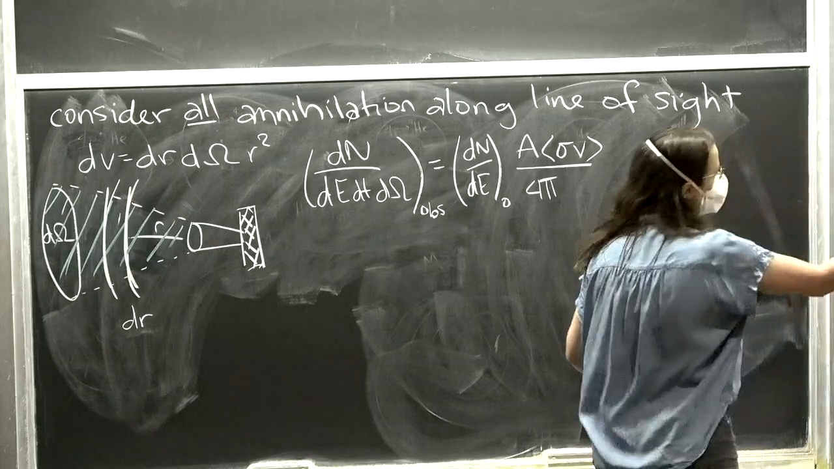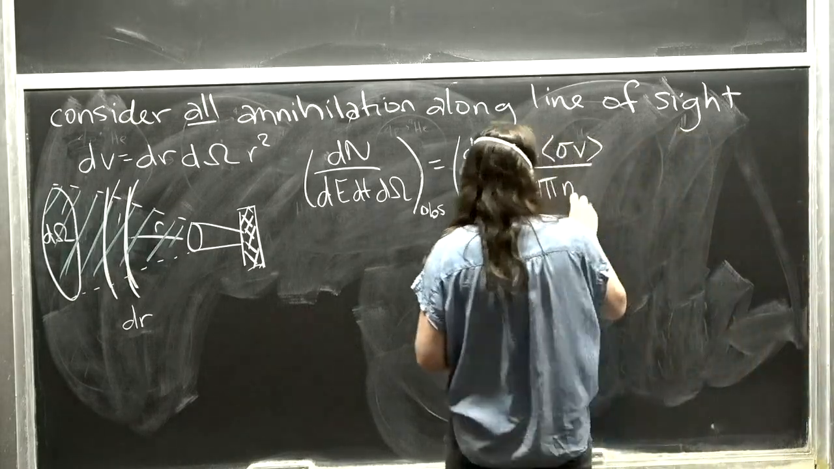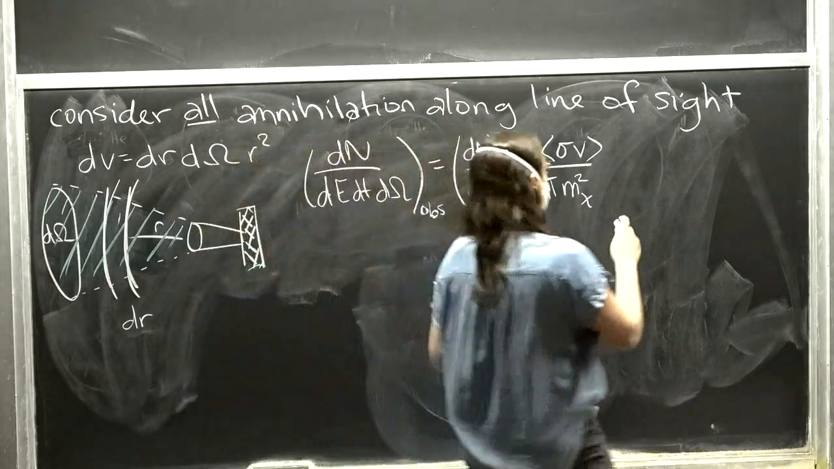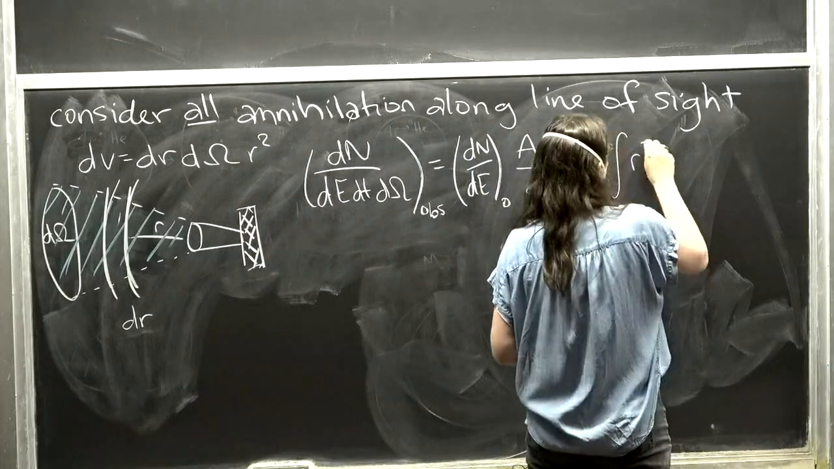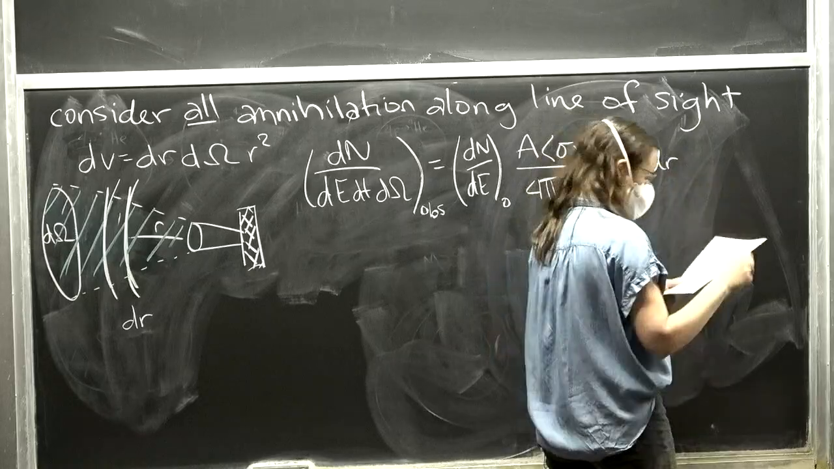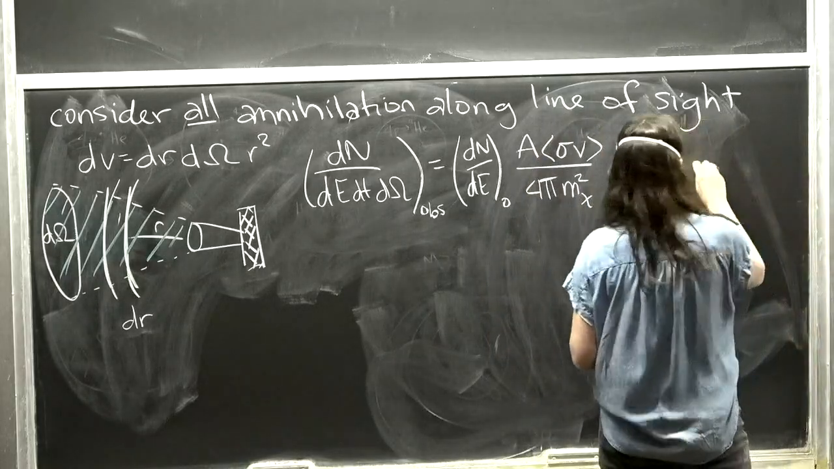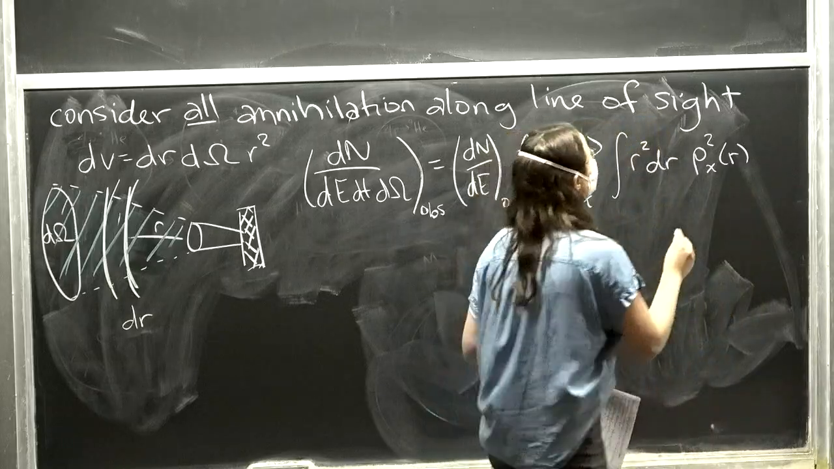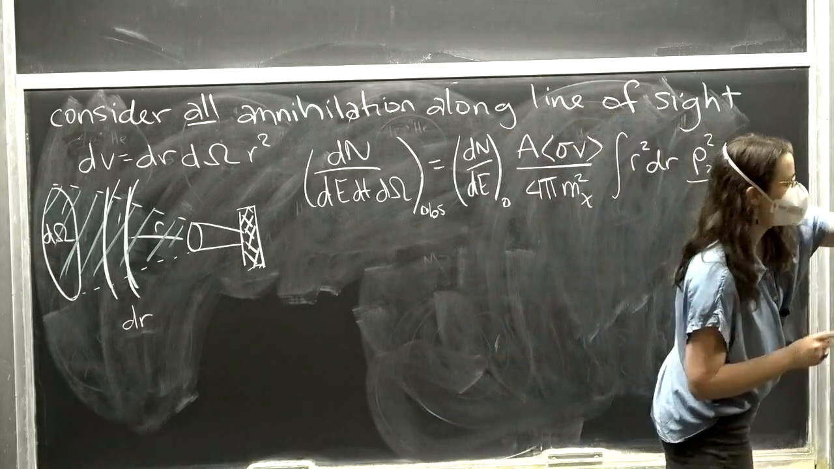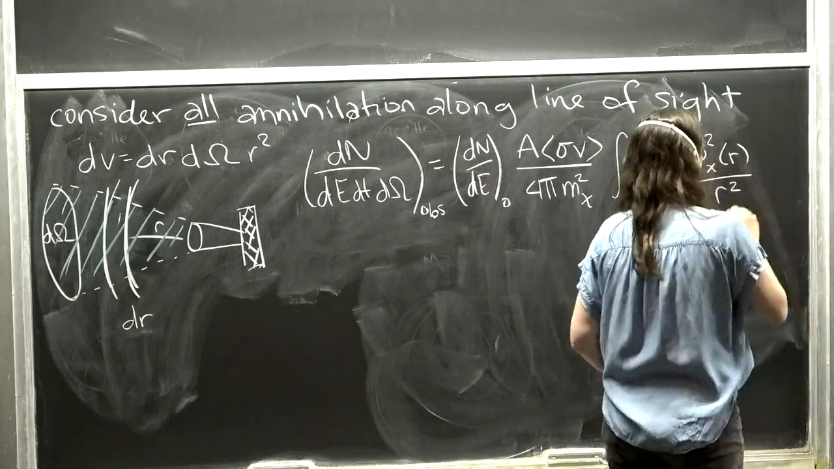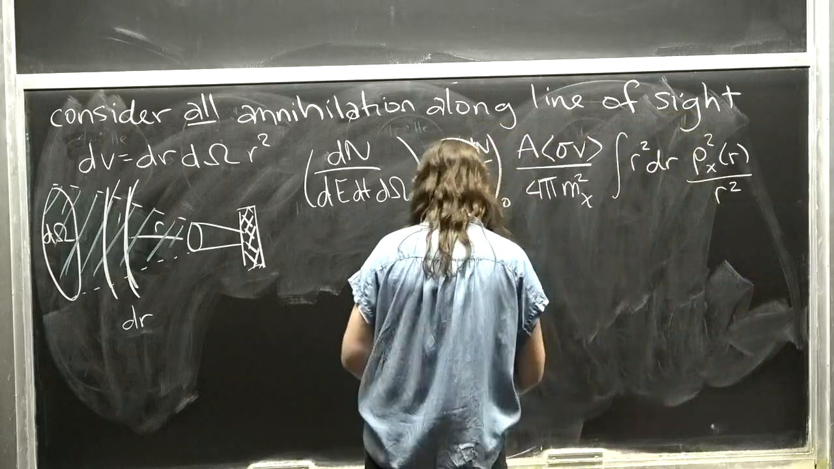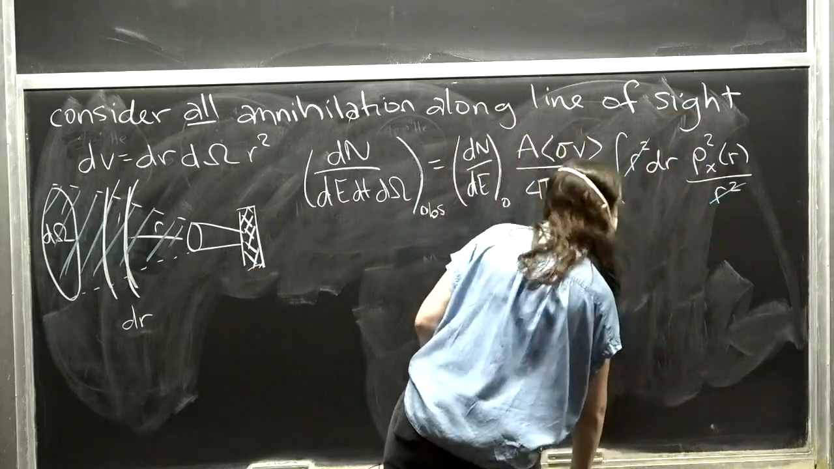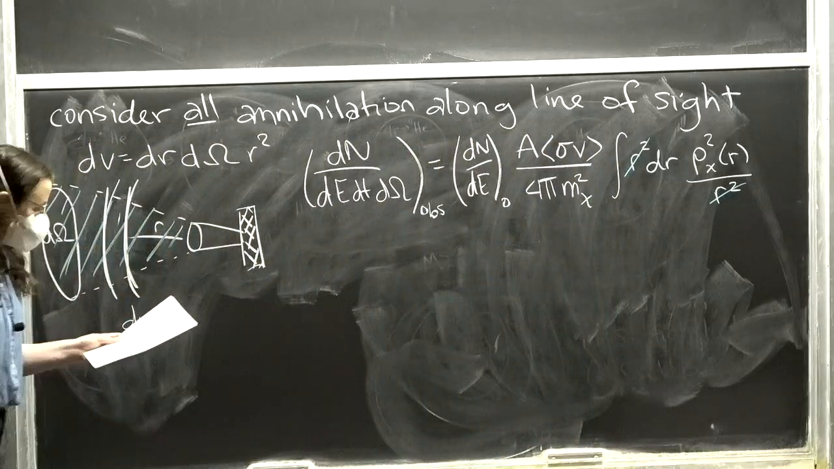And so when I do that, I'm going to have to stick a factor of m_χ squared downstairs. So I'm doing my integral r² dr. And what's left is I have a ρ squared, which can be a function of r, over, there's that r² down at the bottom. And, ooh, I have different colors. And these cancel. All right.